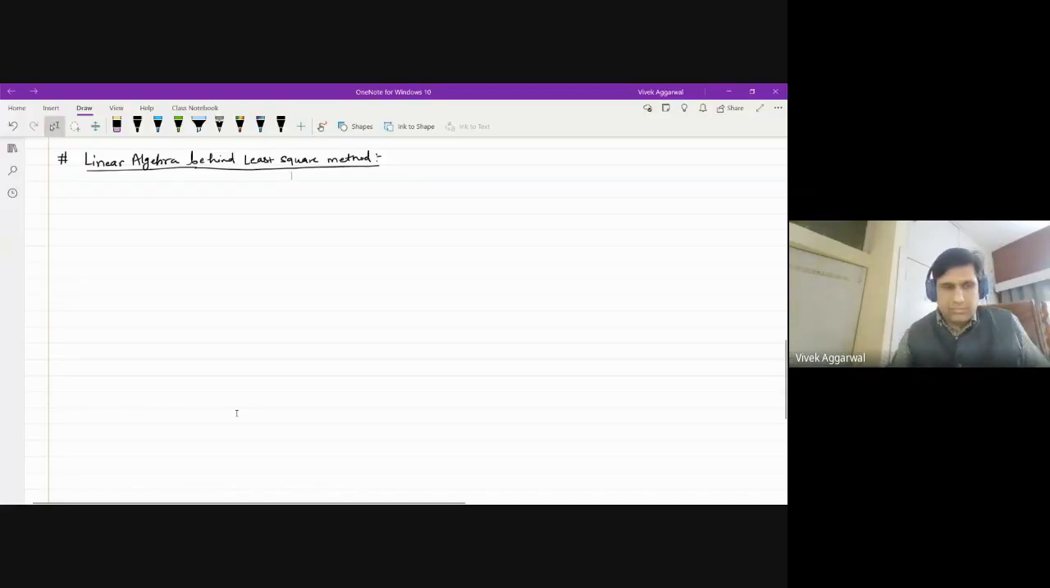In the previous lecture we discussed how the least square method is used whenever we have a large number of data, to find a linear fit or a quadratic fit or a polynomial fit. Today in this lecture we are going to discuss how linear algebra plays a role in understanding the least square method.